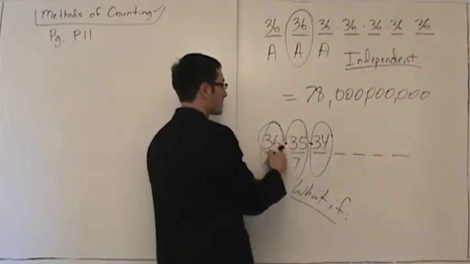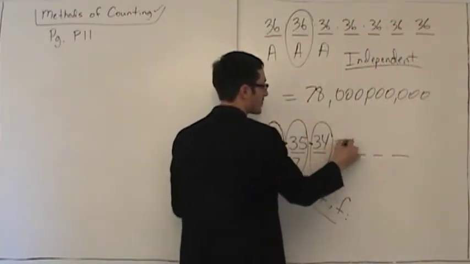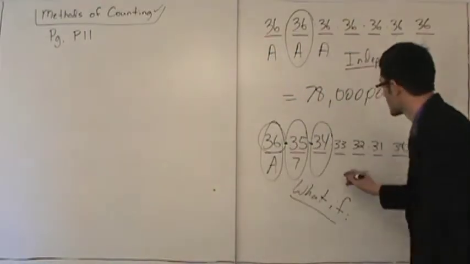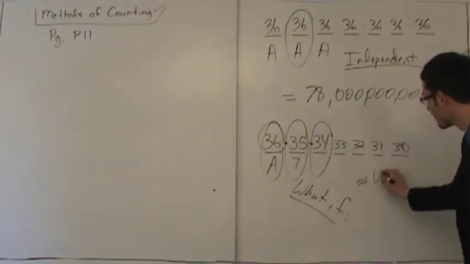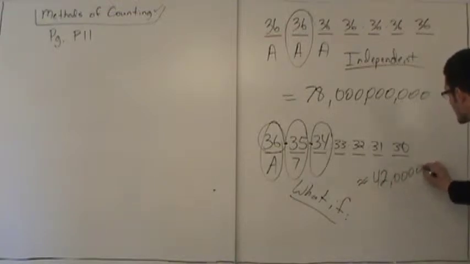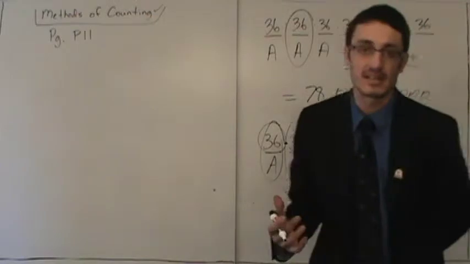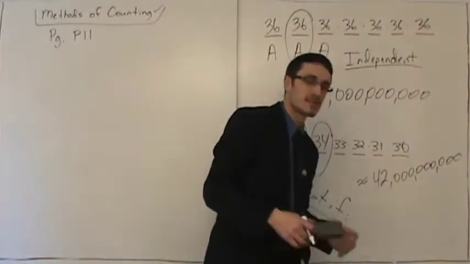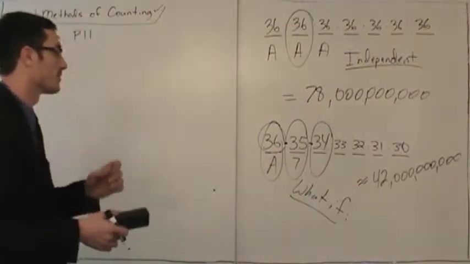So 36 times 35 times 34 times 33 times 32 times 31 times 30. This is approximately 42 billion. So do we still have enough license plates? Absolutely. Even if things could not repeat, we've got plenty enough license plates. There's only around 7 billion people in the world.